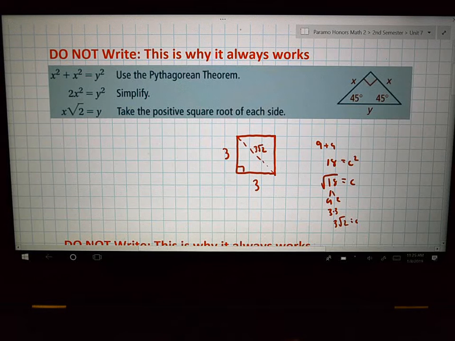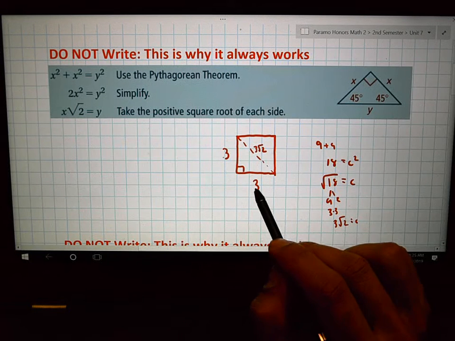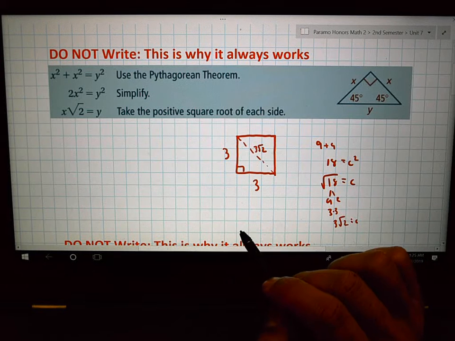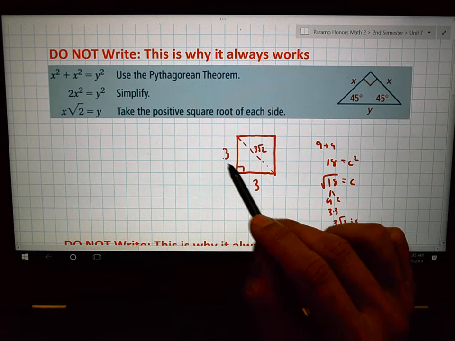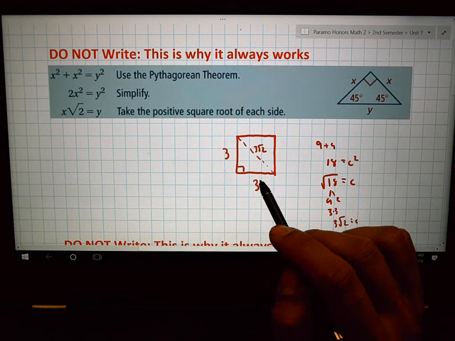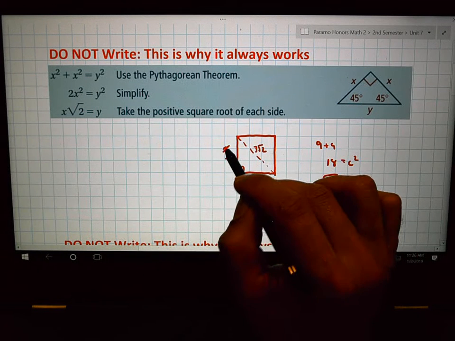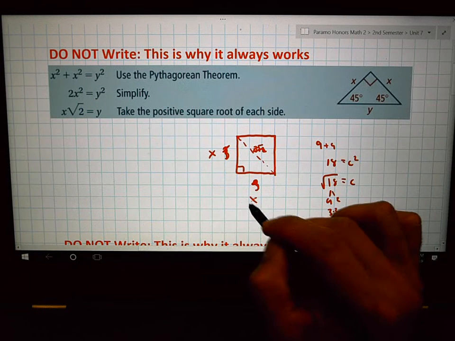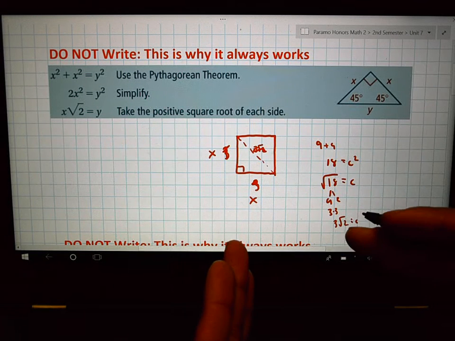Right? Now what if I did 5 and I did 5? It would be 5 root 2. If I did 7 and 7, it would be 7 root 2. It works like that all the time because eventually they say, you know what? Instead of plugging in numbers, let's plug in a variable. But what if it was x?